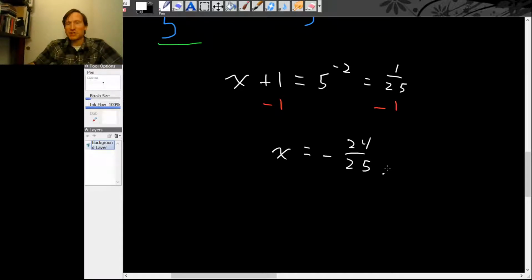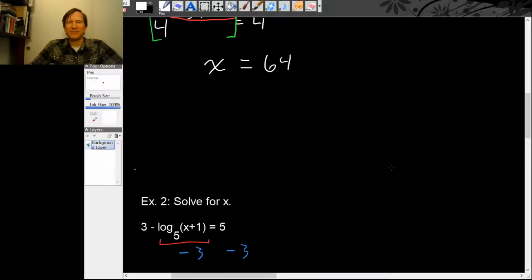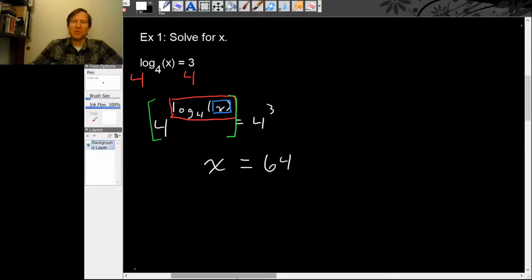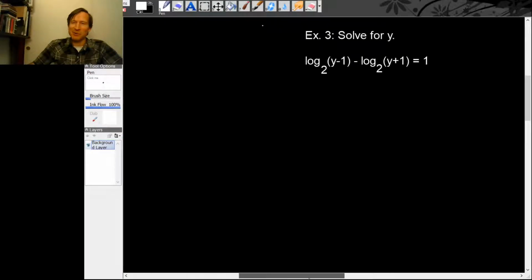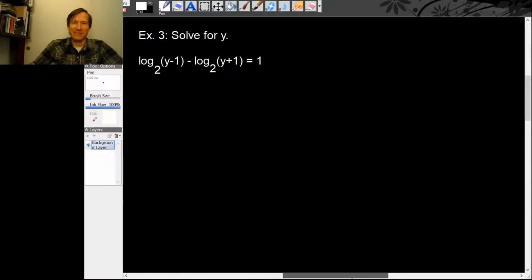So if your equation has one logarithm in it, just isolate that logarithm and then use the exponentiation trick to get rid of the logarithm. Of course, if your equation has more than one logarithm in it, that won't work. So let's look at this. Let's solve this equation for y. Log base 2 of y minus 1 minus log base 2 of y plus 1 equals 1. So it's maybe not obvious what to do here.